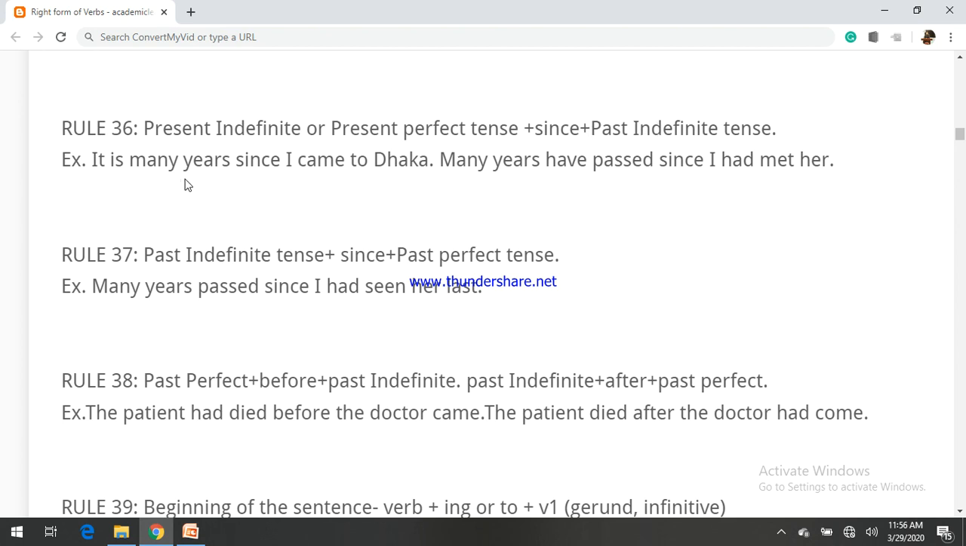Let's say, it is many years since I came to Dhaka. "It is many years" is present indefinite, "I came to Dhaka" is past indefinite. Many years have passed since I came to Dhaka. Before since, here is present perfect, and after since, here is past indefinite.